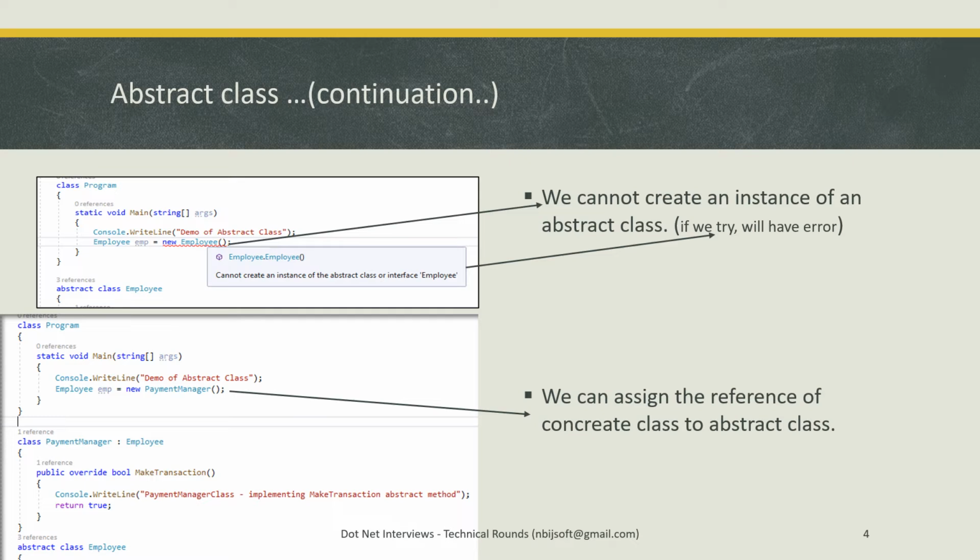Here we took payment manager as our child class, and we are inheriting the employee abstract class into that child class. As you know, the rule says that when your payment manager object gets created, or we get any reference to it, it becomes active, and after that we can call it. In this example we are calling employee emp is equal to new payment manager, meaning we can assign the reference of the concrete class to the abstract class. After that we can call it.